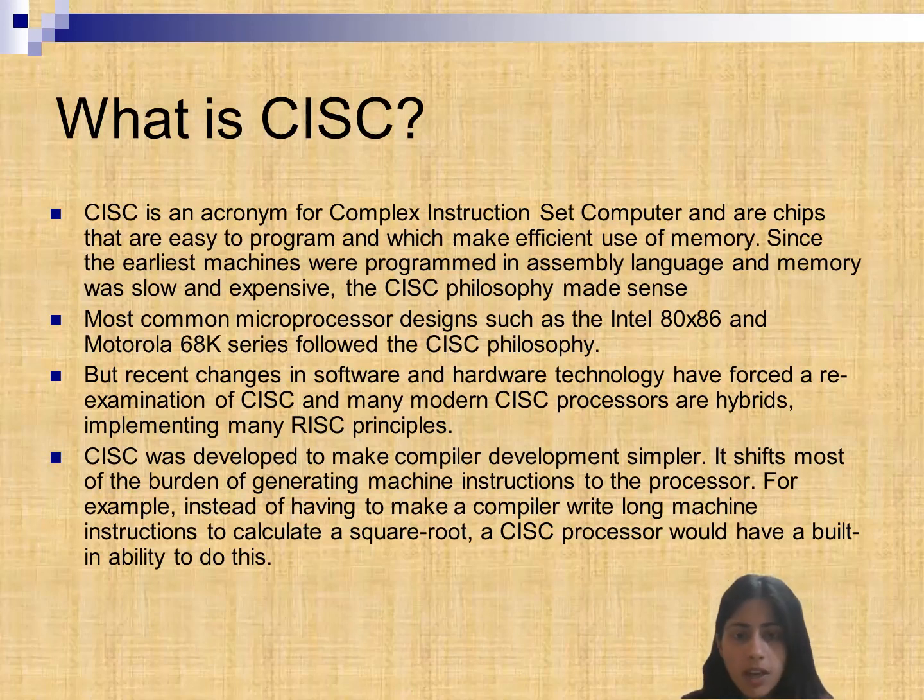CISC was developed to make compiler development simpler. It shifts most of the burden of generating machine instructions to the processor. For example, instead of having to make a compiler write long machine instructions to calculate a square root, a CISC processor would have a built-in ability to do this.